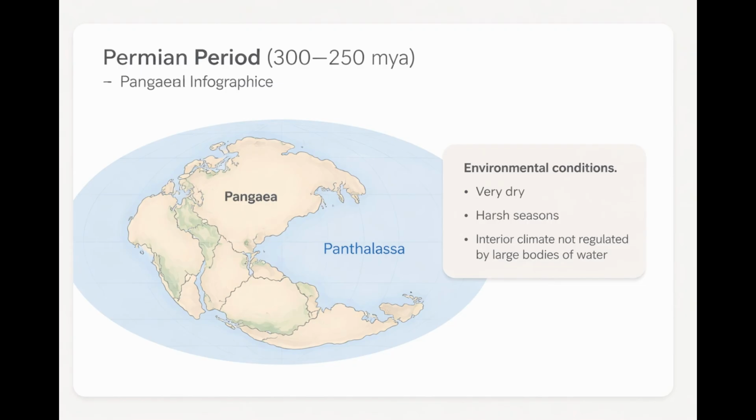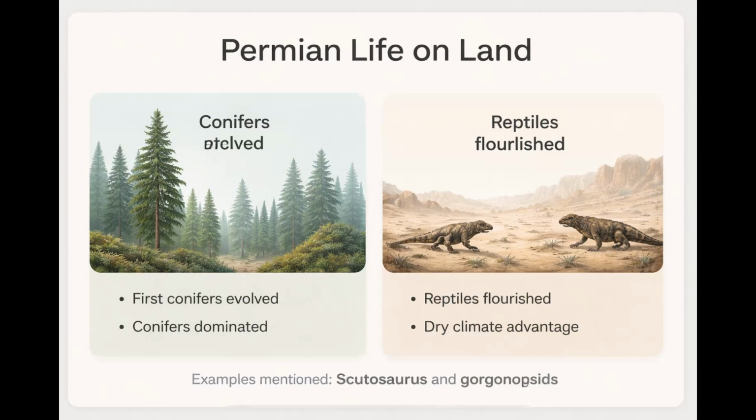The material emphasizes that Earth was very dry during this time, with harsh seasons. A key reason is that when you have a huge supercontinent, the interior is far from the moderating influence of oceans, so temperatures and precipitation can swing more extremely.